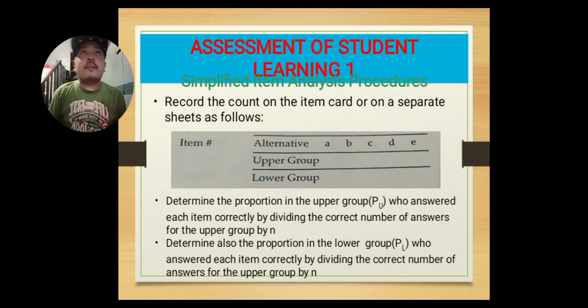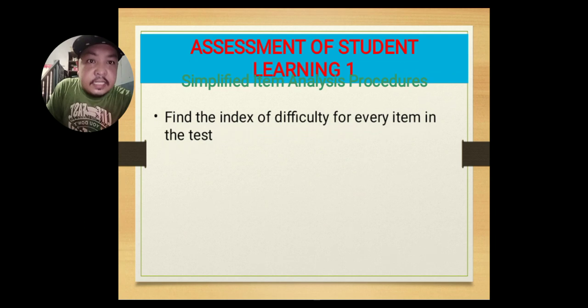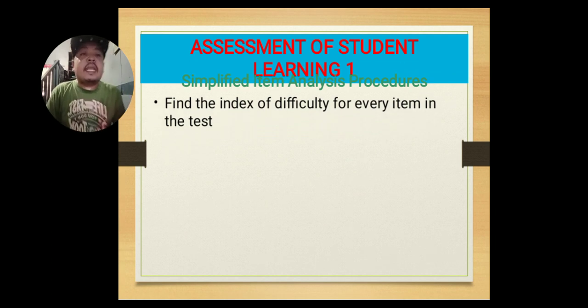Okay? So, for example, your lower group students got 7 correct answers. Therefore, P sub L is equivalent to 7/15. Just count the students who got the correct answer. So, that is the proportion for the upper group and that is the proportion for the lower group. And then, the next step is to find the index of difficulty for every item.